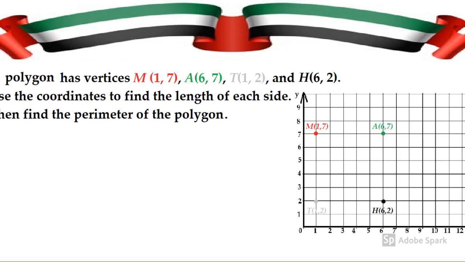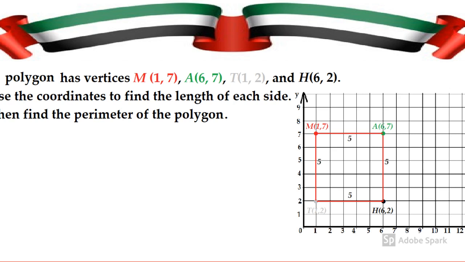So, in letter M, if x is 1, y is 7. In letter A, if x is 6, y is 7. In letter T, if x is 1, y is 2. And letter H, if x is 6, y is 2. Once we have plotted all the data points in the coordinate plane, we can now connect them with lines.